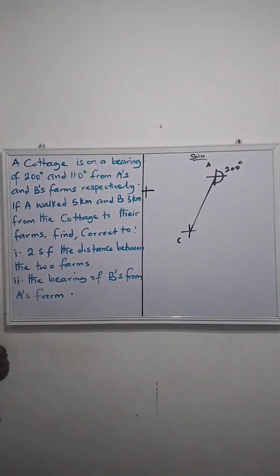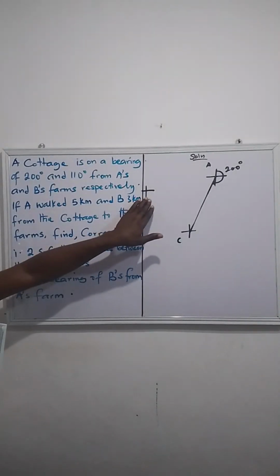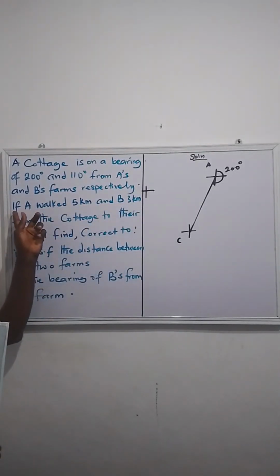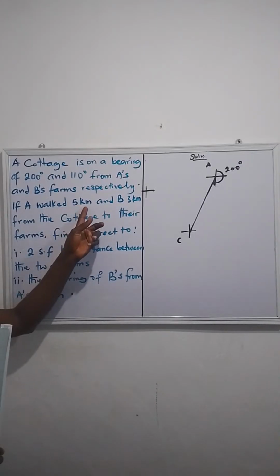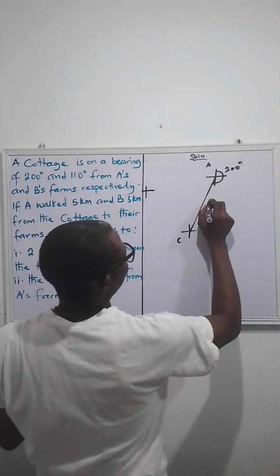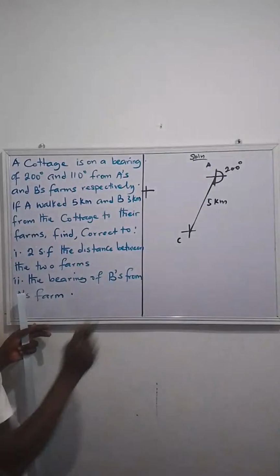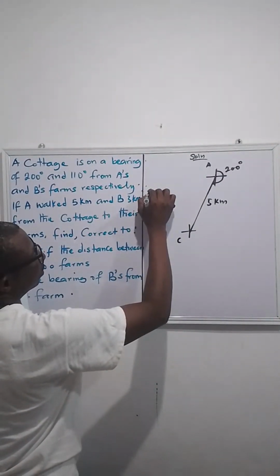Now before I start drawing, I have to look at the distance given, so I will know how far I'm going to push this point B. All right, let's see how far they traveled. Now A walked 5 kilometers, so that means A has the longer length, so we have 5 kilometers here. So now I can make this closer now.